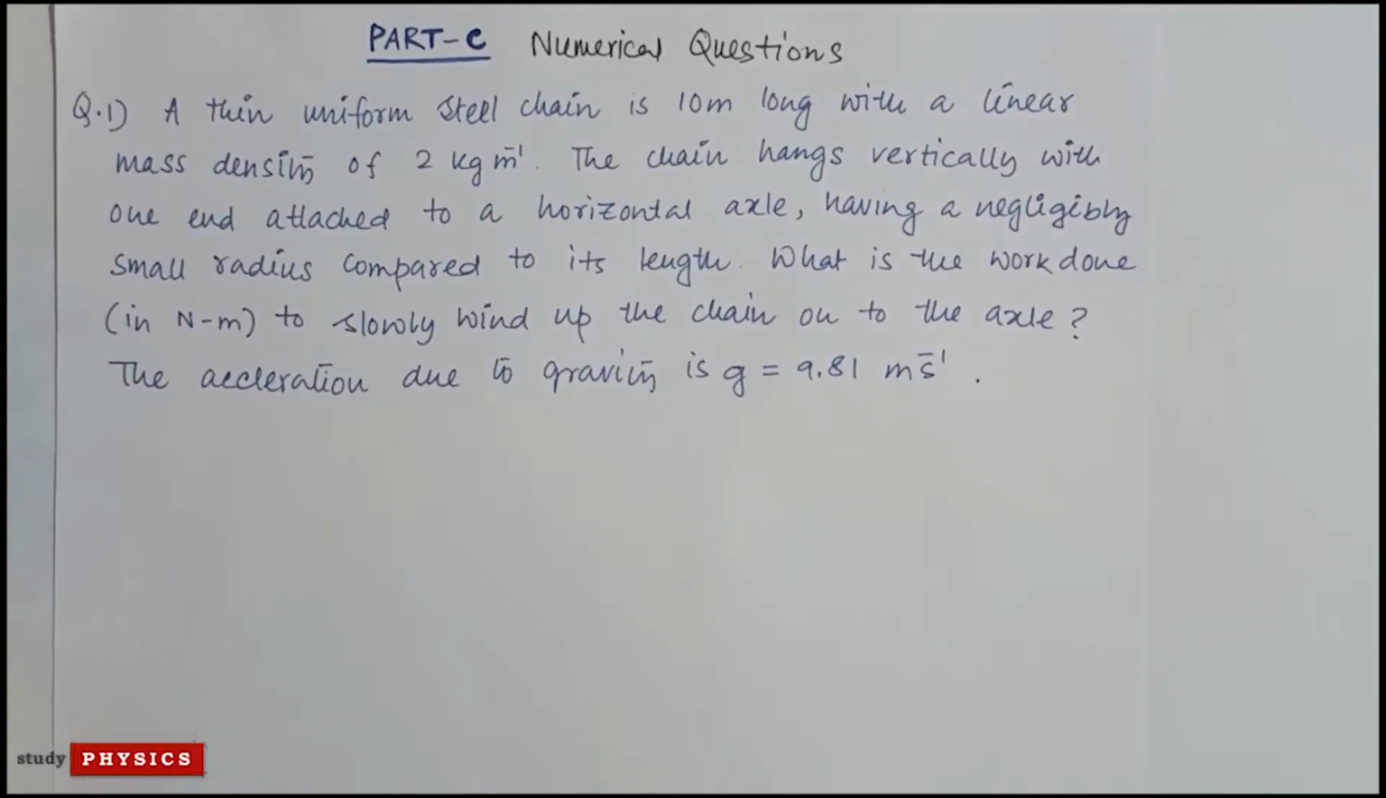Okay, so now I am going to discuss part C numerical questions, and here is question 1. A thin uniform steel chain is 10 meters long with a linear mass density of 2 kg per meter. The chain hangs vertically with one end attached to a horizontal axle having a negligibly small radius compared to its length. What is the work done in newton meters to slowly wind up the chain on the axle? The acceleration due to gravity is g equal to 9.8 meters per second squared.